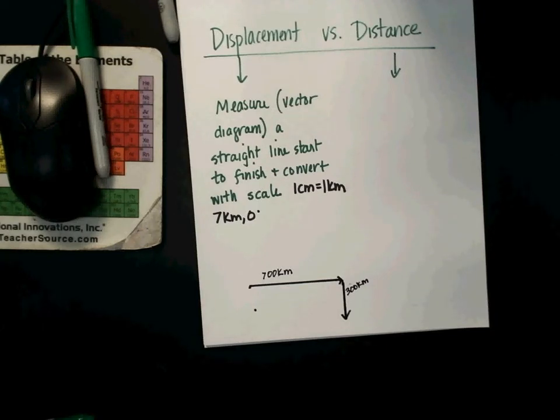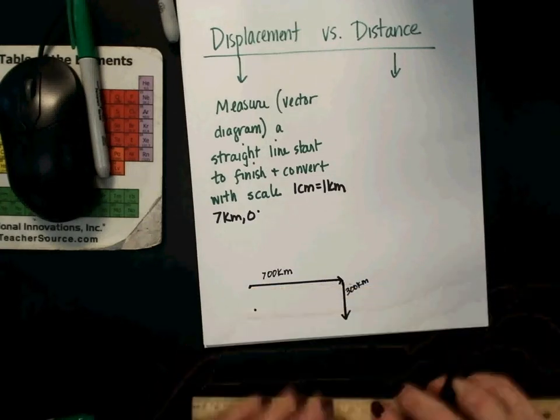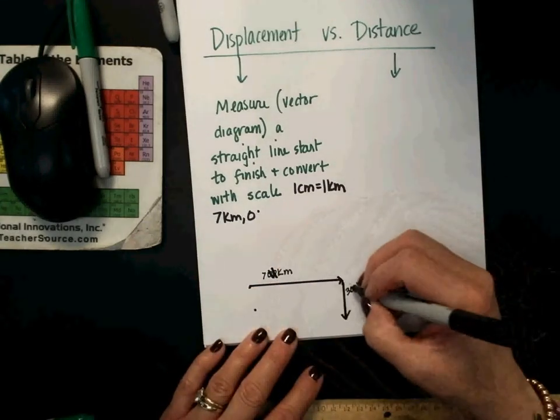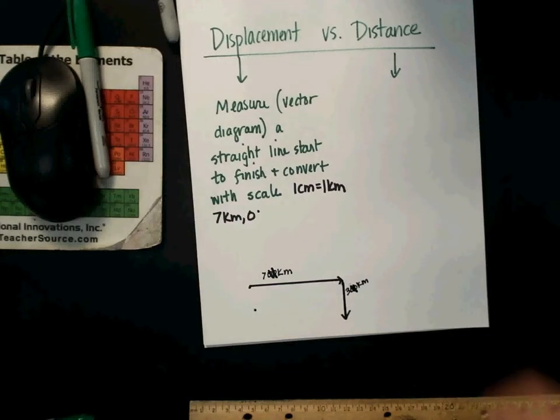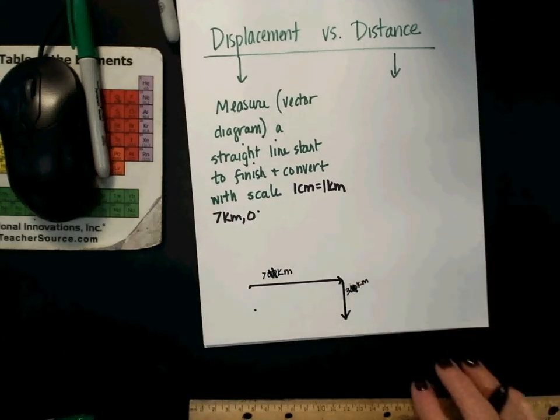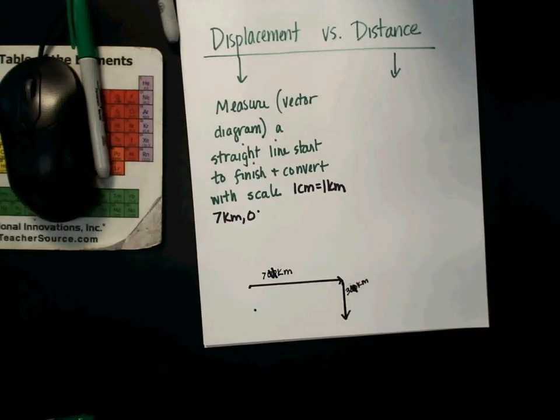What? Yeah. Oh, kilometers. I put 700, sorry. I see what you're saying to me now. It should be 7 and 3, not 700 and 300.